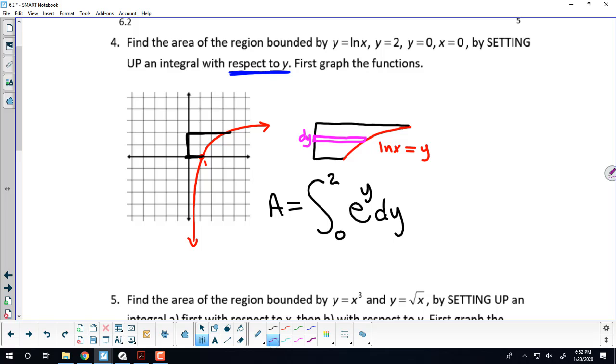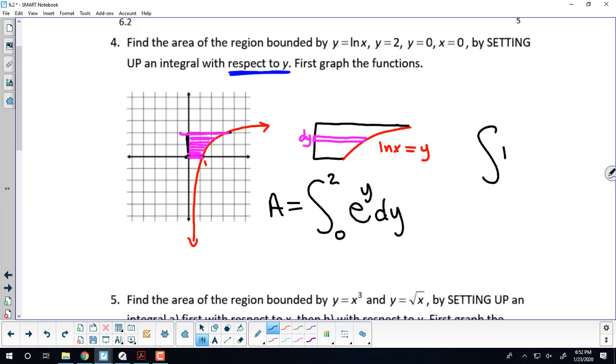So we can look at the bounds. If we're going to integrate with respect to y, as we're told, this y value here, of course, is 0. And we're going to fill the region up with rectangles that stop at that y value there, which is a y value of 2. Okay, so we've got 0 to 2. Makes sense. Why e to the y and not ln of x? It's harder to calculate with ln of x versus e to the y.